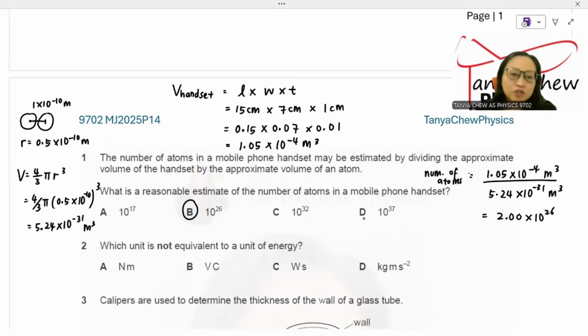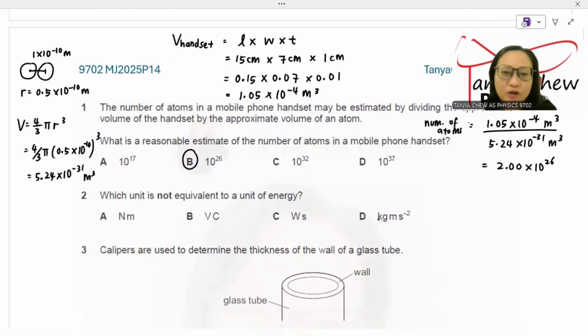Number 2, which unit is not equivalent to the unit of energy? Bear in mind, energy is defined as the ability to do work. Now, first one, Newton times meter. It is the product of force and distance. This is the unit of work, and because work is equivalent to energy, yes, it is the unit of energy as well.